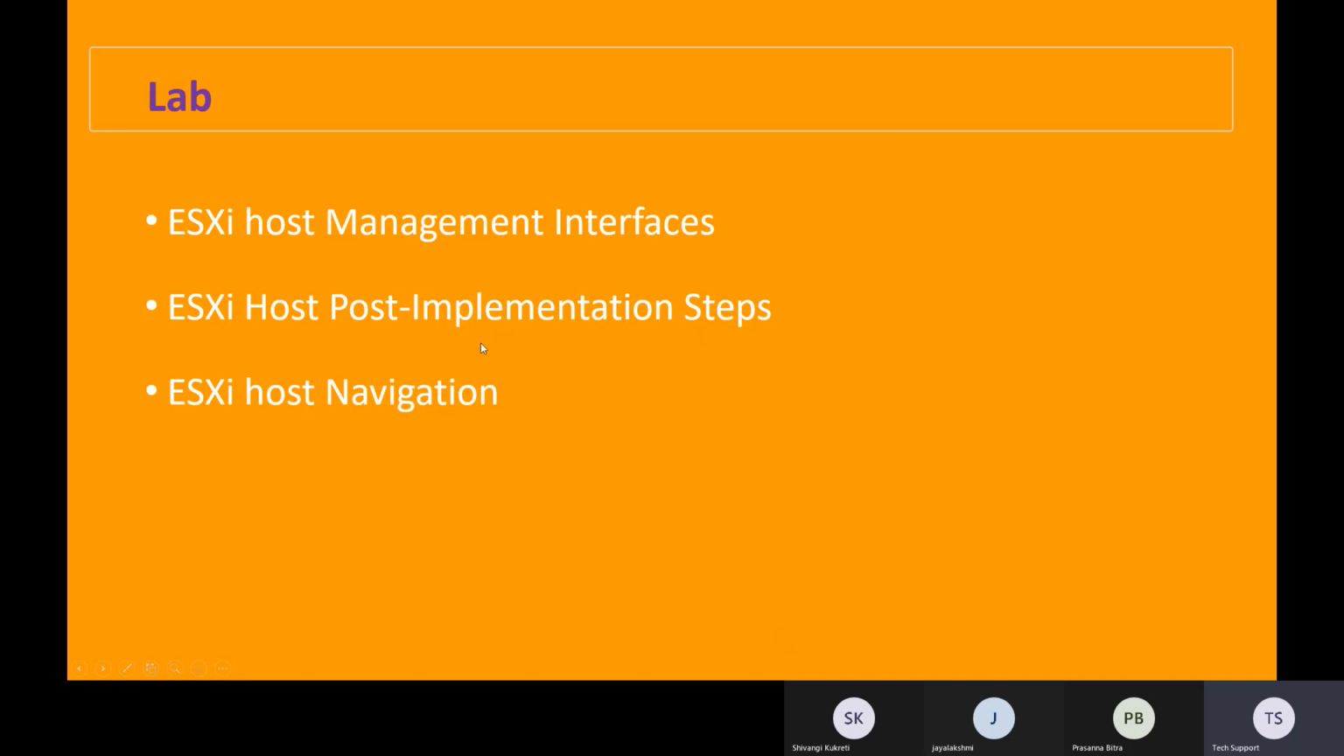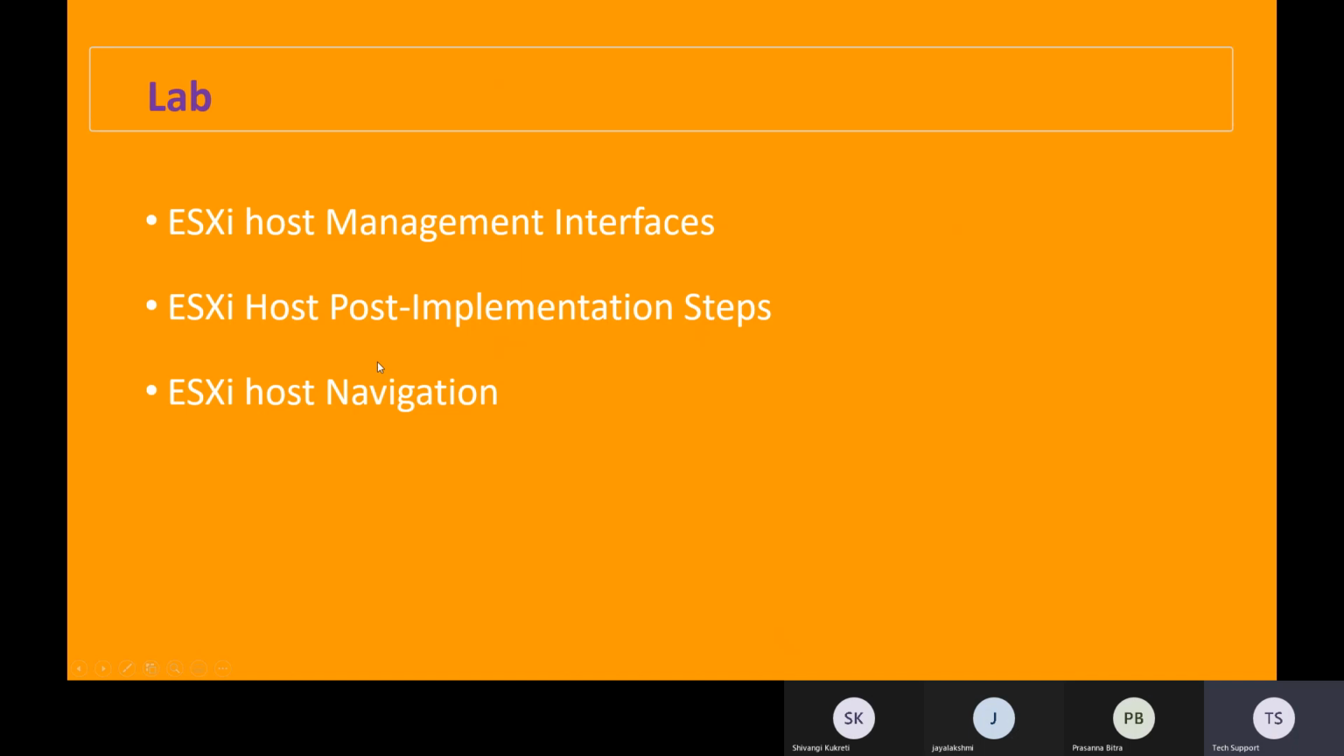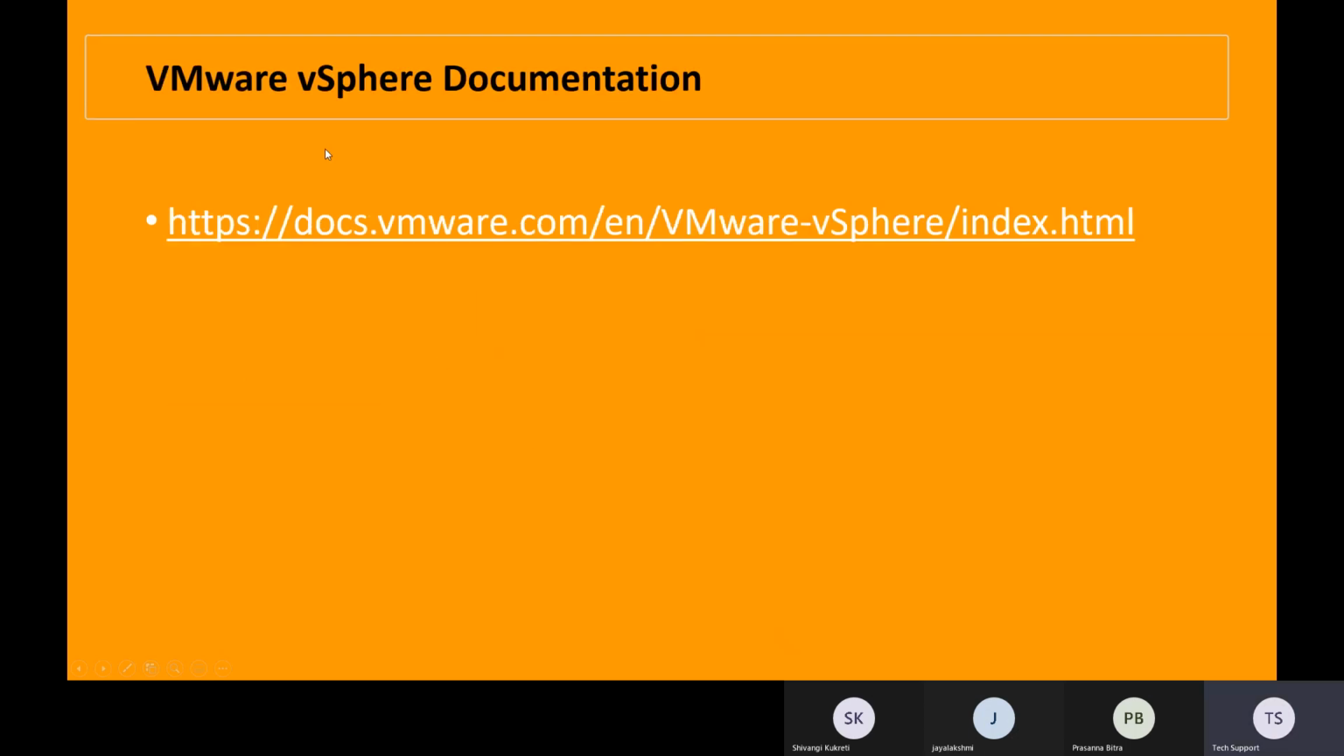Before we start the post implementation steps, we'll open our Excel template. The ESX host navigation means the same navigation we are discussing now. What are the tabs available at the ESX level? That is called the navigation. I will explain each and every tab. And the vSphere documentation, this is the link I gave here, so I will show you from the official site also.